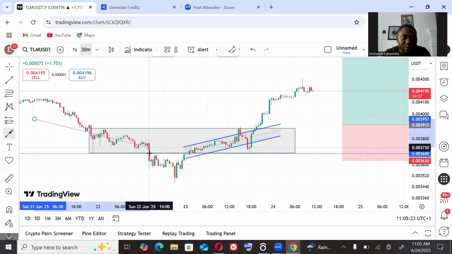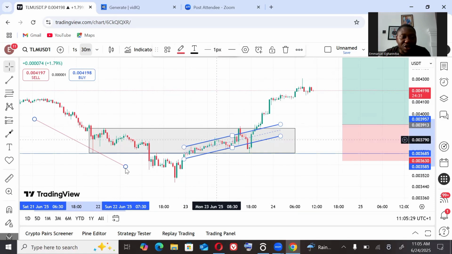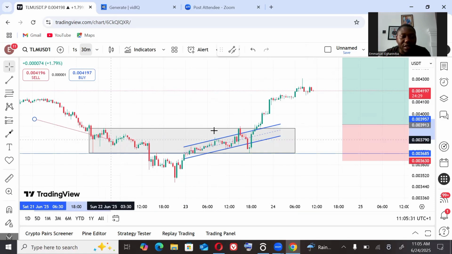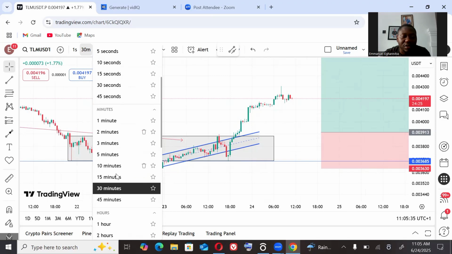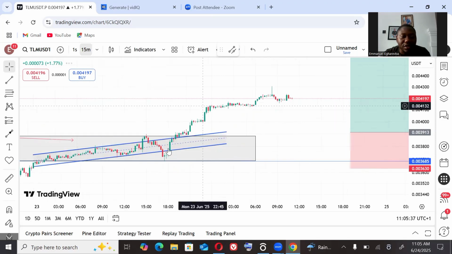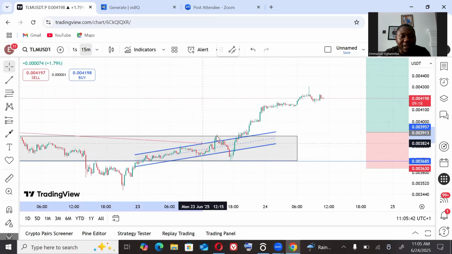Price came down, fell down massively, and then guess what happened next? It tried to break out of this range. It actually did. If you go to your lower time frame, like 15 minutes, you're going to see it. It broke out, but it could not break the low that created this high.